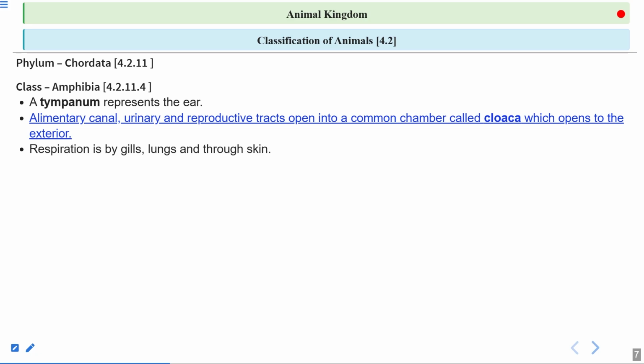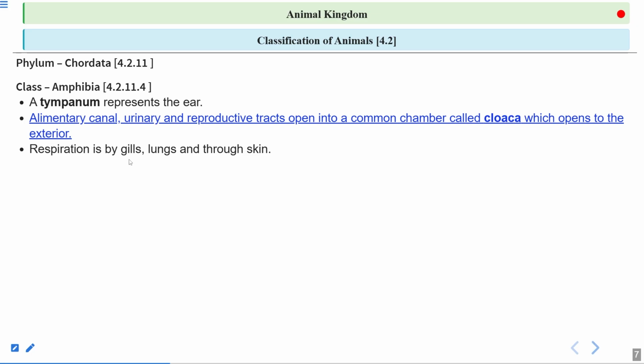Respiration is by gills, lungs, and through skin. So here you can see three different organs are there: gills, lungs, and skin. So respiration is by gills.